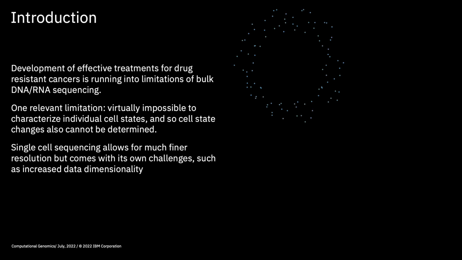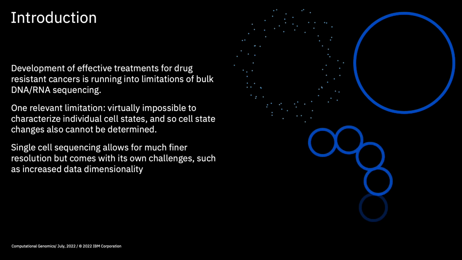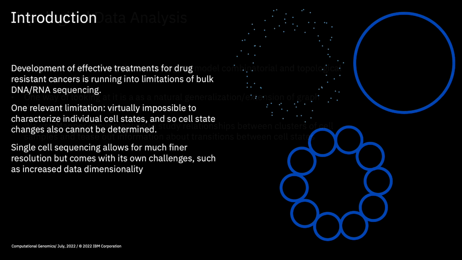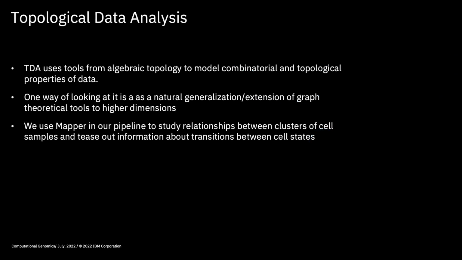The development of effective treatments for drug-resistant cancers is running into limitations of bulk sequencing. One such limitation is that we cannot characterize individual cell states, and so cell state changes cannot be determined either. Single-cell sequencing allows for much finer resolution, but one of the new challenges it poses is working with much larger datasets. One of the tools we'll use is topological data analysis, which uses objects from algebraic topology to model combinatorial and topological properties of data.